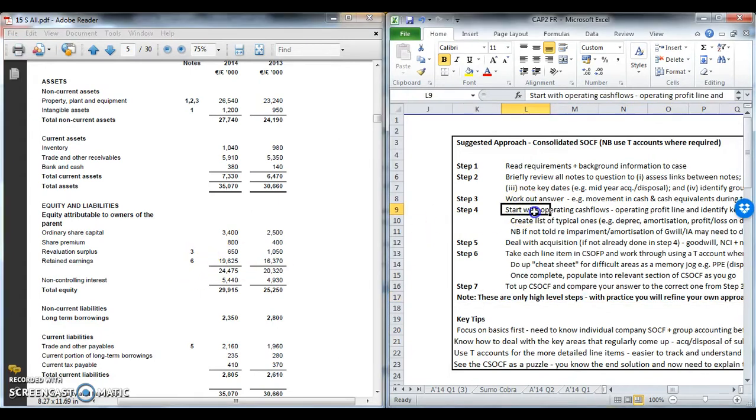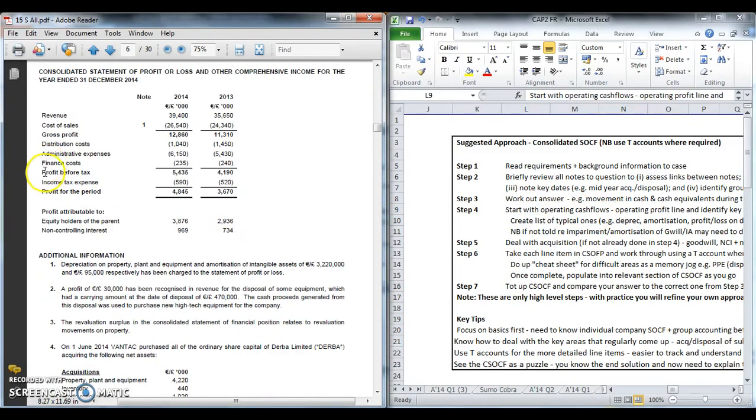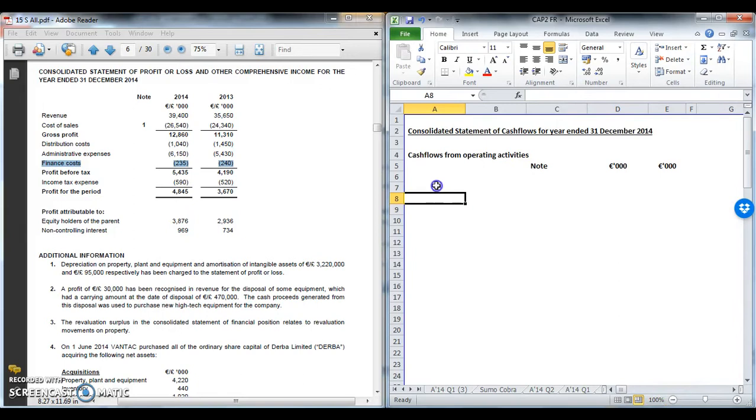So the first step we're going to take is to start with the operating cash flows. My advice to all students, start with the operating profit. So this is profit before tax, but typically operating profit, they don't show the line item here. You add back finance costs as well, because you're going to do finance costs paid further on. So we go back here and we'll start with operating profit, and you can say that comes to the question.